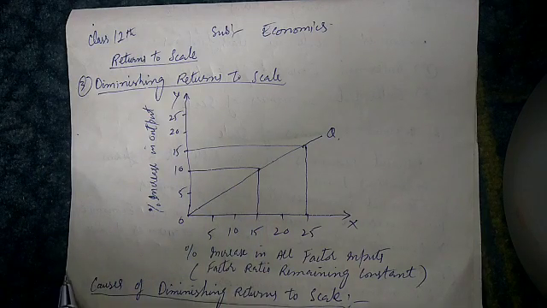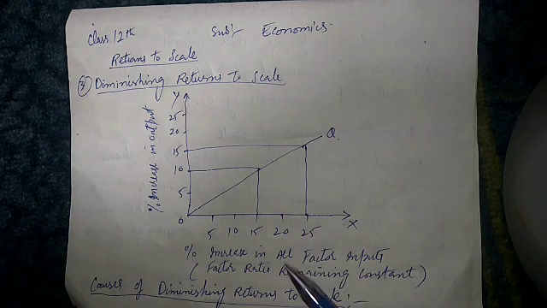You see, diminishing returns to scale occur when a given percentage increase in all factor inputs in some constant ratio causes a proportionately lesser increase in output.